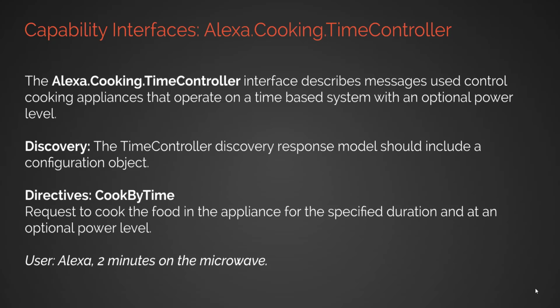Continuing with the example of the microwave, the next, most common usage is that you go to the microwave and specify a specific amount of time that you would like to cook something. In this case, the next interface, the time controller, describes using a cooking appliance that operates on a time-based system with an optional power level as well. It has a response bundle which includes a configuration object. The directive it uses is CookByTime, which requests to cook the food in the appliance for the specified duration and add an optional power level.